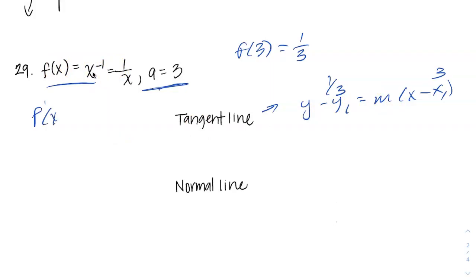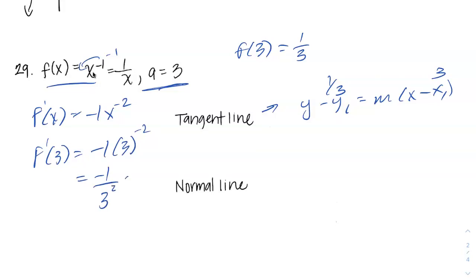f prime of x is equal to, bring it down, subtract 1 off, negative 1 x to the negative 2. And I'm going to plug 3 in, so f prime of 3 is negative 1 times 3 to the negative 2, which means I have to flip it. So it's negative 1 over 3 squared, which is negative 1 over 9. So that's my slope.